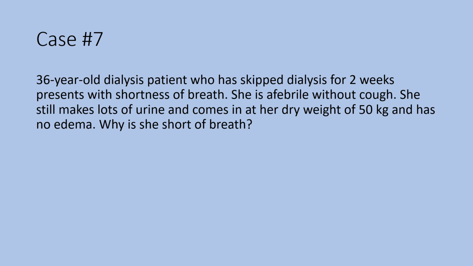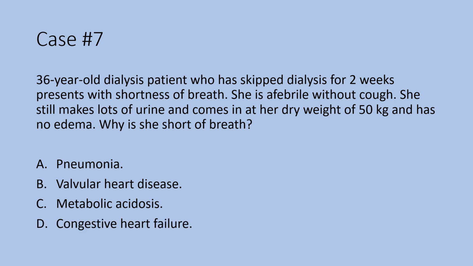She's afebrile without a cough. She still makes lots of urine. She actually comes in at her dry weight of 50 kilograms. She's got no edema on exam. Why is she short of breath? Is it A, pneumonia, B, valvular heart disease, C, metabolic acidosis, or D, congestive heart failure?